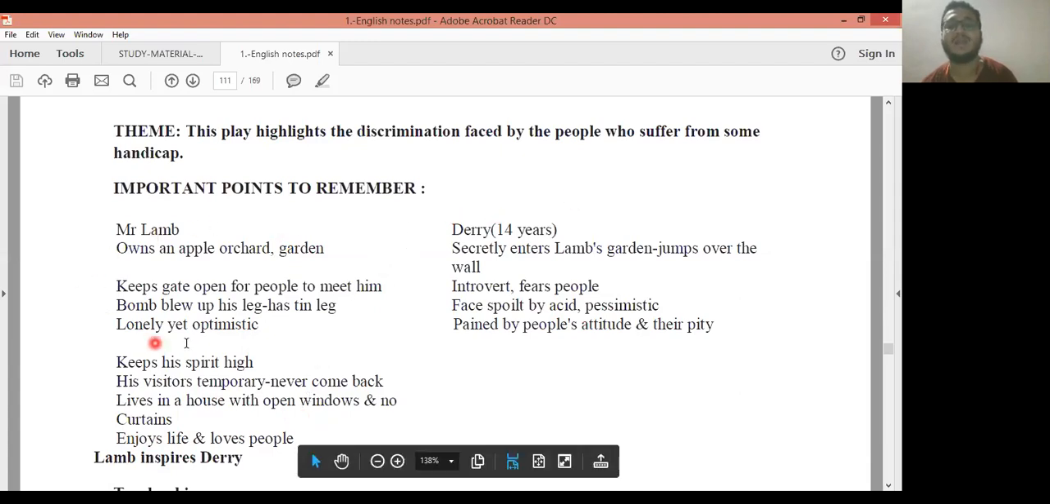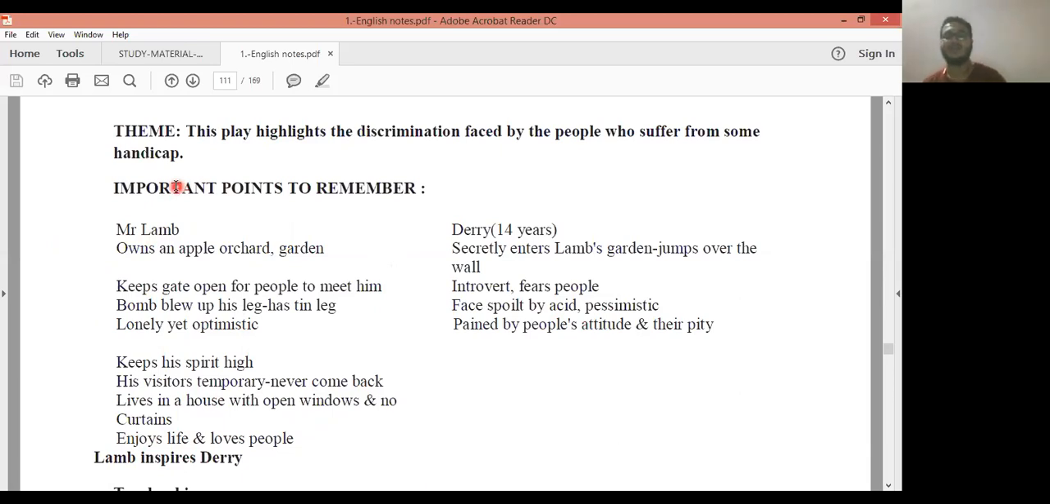Next, the protagonist or positive character, protagonist number 1, is Mr. Lamb, and protagonist number 2 is Derry, the second character. Derry secretly enters Lamb's garden, jumping over the wall. He is an introvert who fears people, his face spoiled by acid. He is pessimistic, pained by people's attitude and their pity. So he's a pessimistic character, an introvert, not an extrovert. He has negative thoughts. So I told you, he is a negative character.